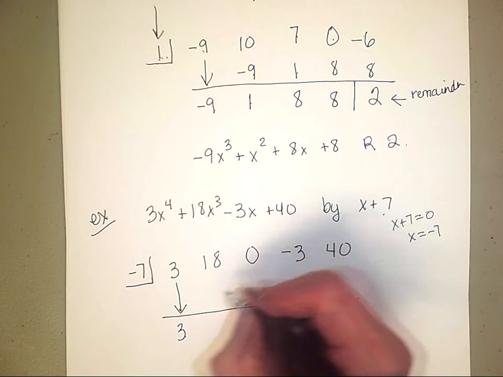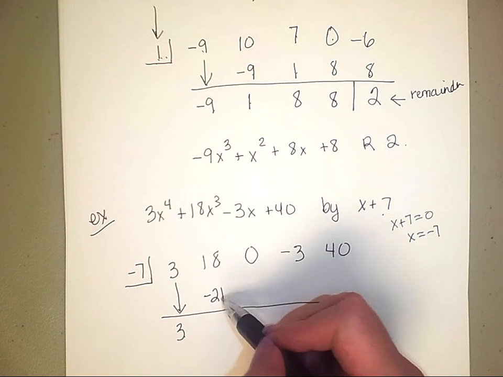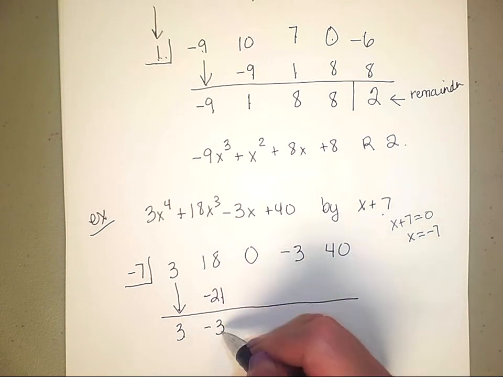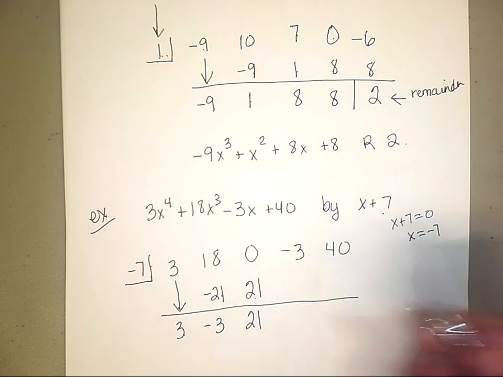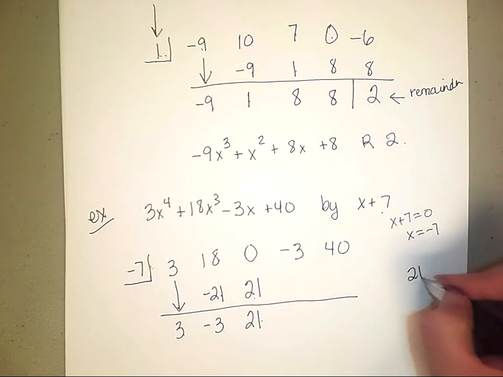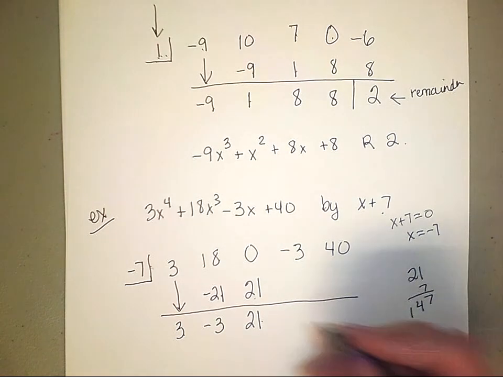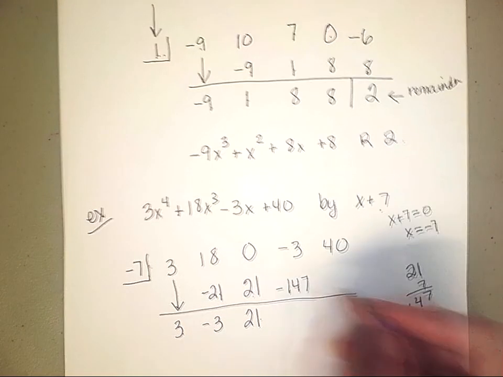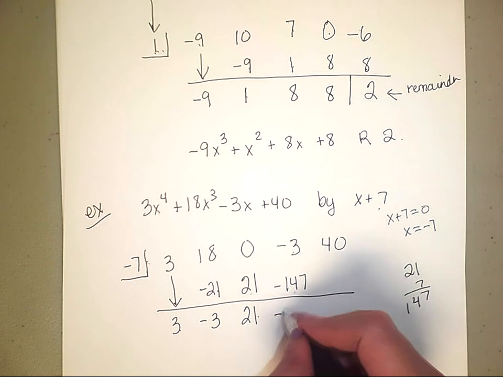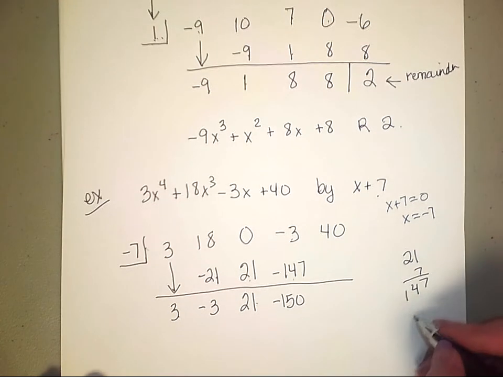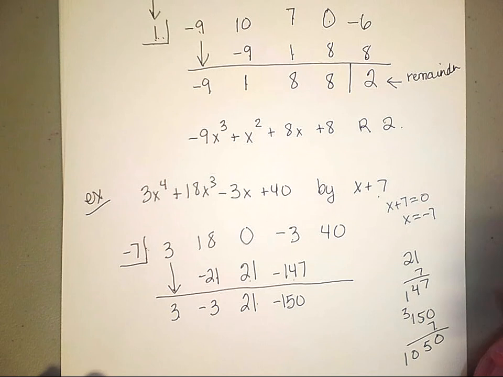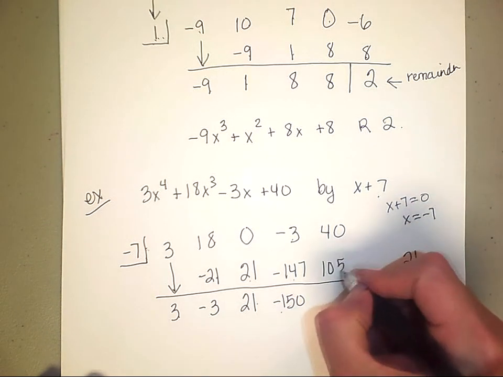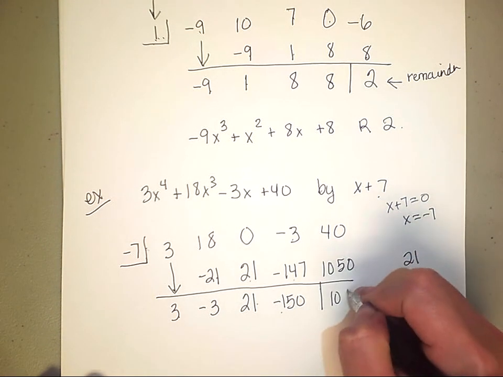Bring down the 3. 3 times negative 7 is negative 21. 18 minus 21 is minus 3. Minus 3 times minus 7 is 21. 0 plus 21 is 21. 21 times negative 7 is minus 147. Negative 3 minus 147 is minus 150. 150 times negative 7 is positive 1050. So our remainder is 1090.